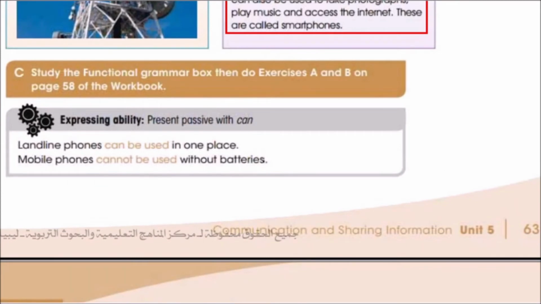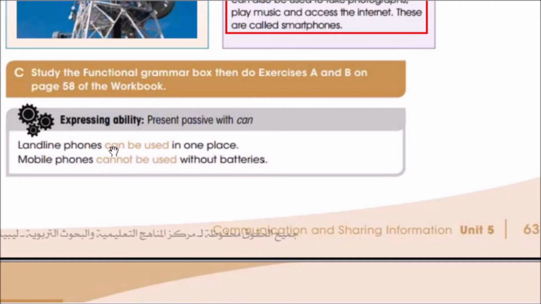In question C, study the functional grammar box, then do exercise A and B on page 85 of the workbook. This functional grammar box talks about present passive with can, using can to talk about the present passive. For example, landline phones can be used in one place. Mobile phones cannot be used without batteries. Who uses them? We don't know. It's not written in the sentence. That's why it's a passive sentence. And it's a present passive sentence because we're using a modal verb, which is can.